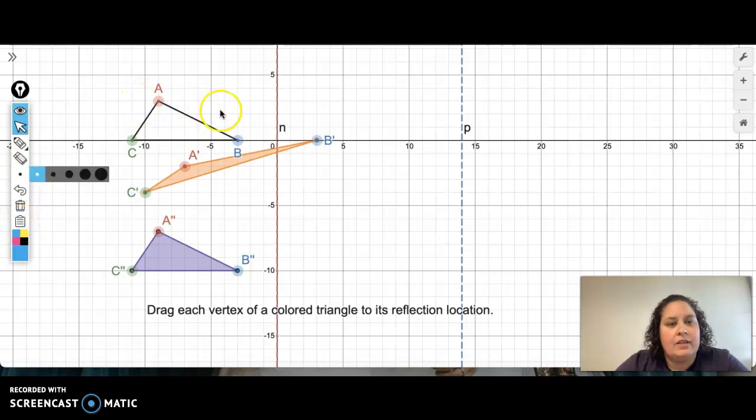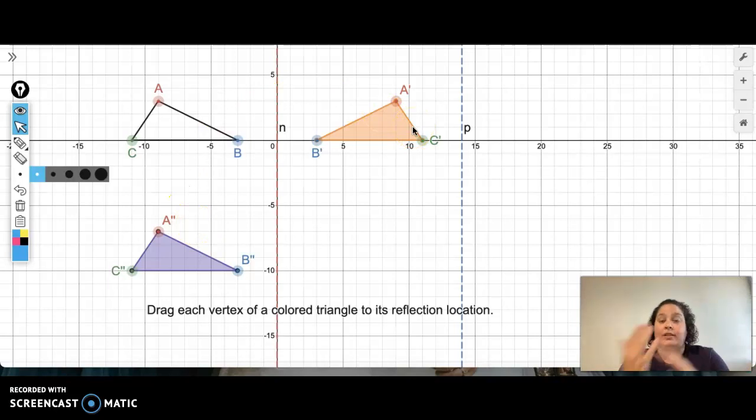I'm going to do that same thing with A. If I count how far away it is from this line, it's 1, 2, 3, 4, 5, 6, 7, 8, 9 away. So I'm going to take this A prime, and I want to make it 9 away. Perfect. And then last but not least, this one is going to be 1, 2, 3, 4, 5, 6, 7, 8, 9, 10, 11 away. So we're going to make it 11 away. Notice these figures look exactly the same, but they're flipped over.